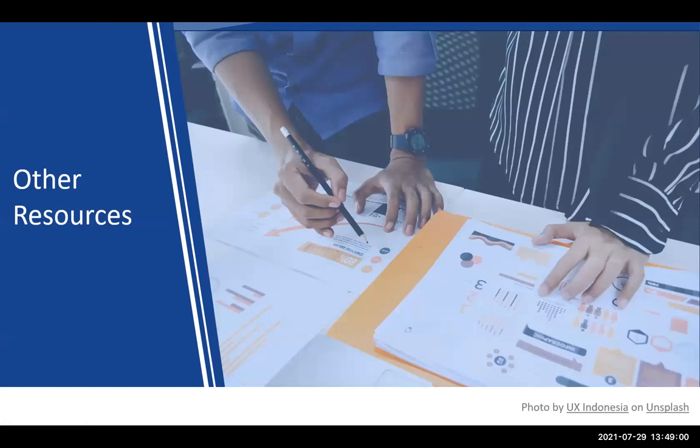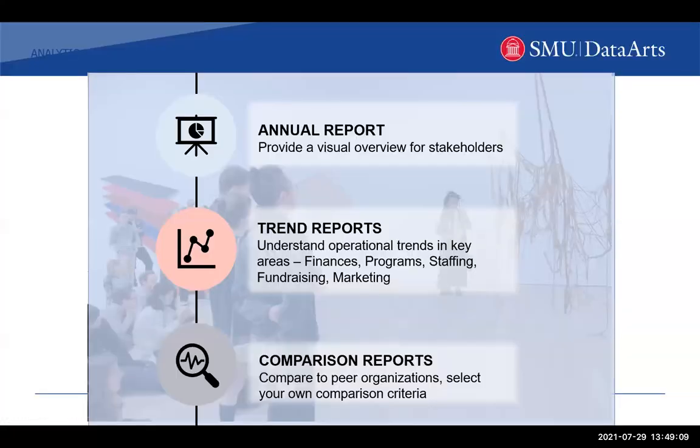Before we take your questions and wrap up today, I do want to share with you some additional resources that are available to you from SMU Data Arts. So we also provide analytic reports. I touched on these a little bit when I was walking through my example, but I just wanted to make sure that you were aware that in addition to the KIPI dashboard, you can run reports that use your CDP data. This includes the annual report, which is a nice overview of your data that can be used for stakeholders, trend reports that look at changes in your data over time, and comparison reports that allow you to compare to peer organizations. When you're running comparison reports, you'll be able to choose and set criteria to determine what your comparison group will be.